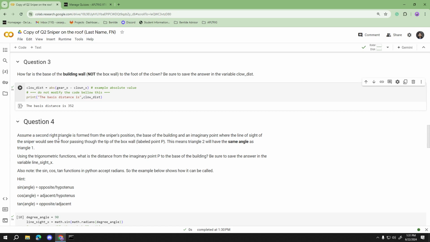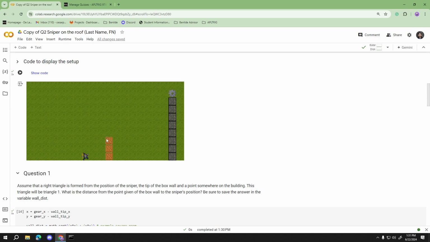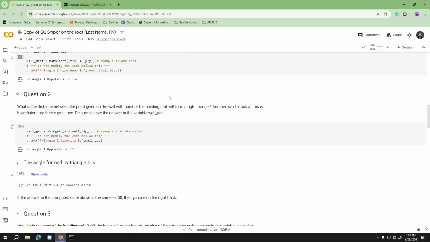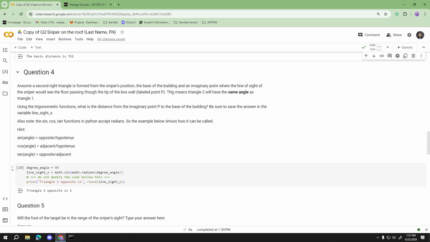Assume a second right triangle is formed from the sniper's position, the base of the building, and an imaginary point where the line of sight of the sniper, seeing the floor, passes through the tip of the box wall. So imagine there's a line here, right? There's an imaginary point here, a point here, and then the sniper. It will still have the same angle as triangle 1, which is the 58. So using the trigonometric functions, what is the distance from the imaginary point P to the base of the building?